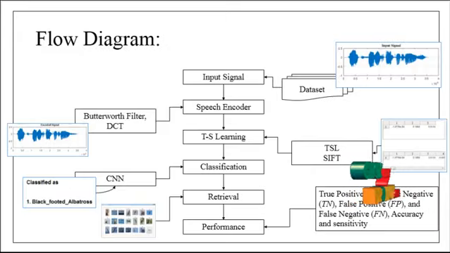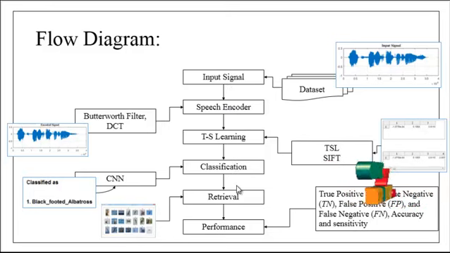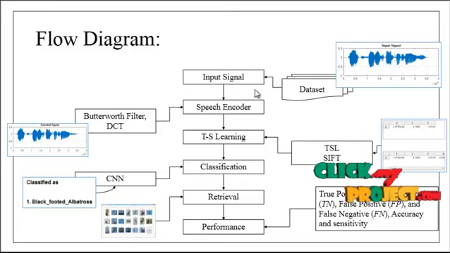Now we are going to discuss the flow diagram of the process. This is the overall working flow of this process. The working flow consists of the major steps: input signal, speech encoder, TS learning, classification, retrieval, and then the performance. At first, the input signal is taken from the dataset.